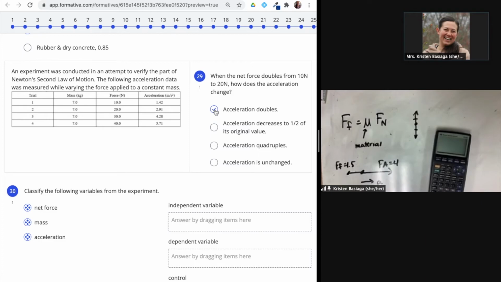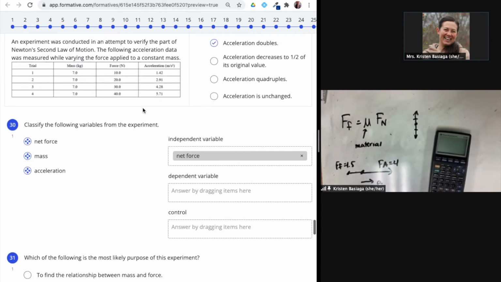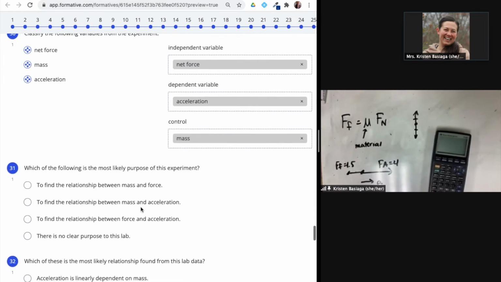That makes sense to me because I know force and acceleration have a direct relationship. If we push harder, an object accelerates more. So net force was the independent variable. That's what you changed in the experiment. Your changing net force created an acceleration. And in the trials, mass all stayed the same. This experiment was trying to find the relationship between force and acceleration.